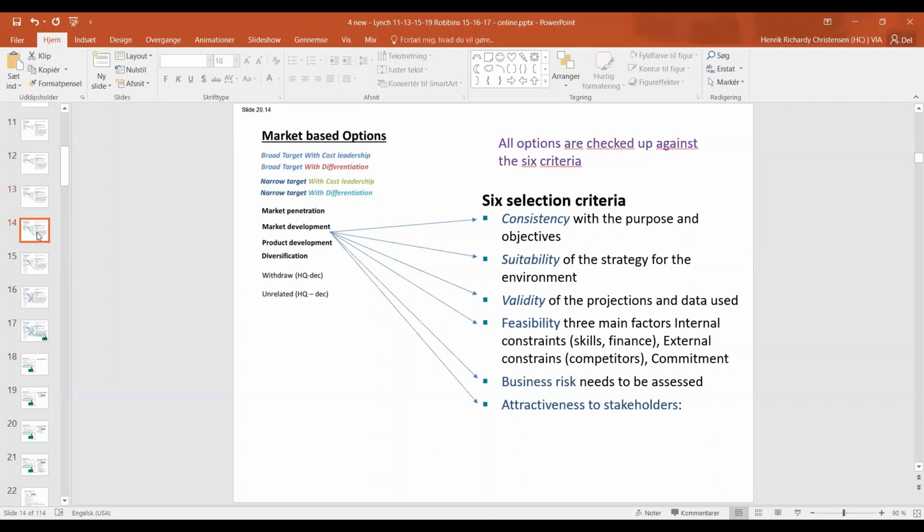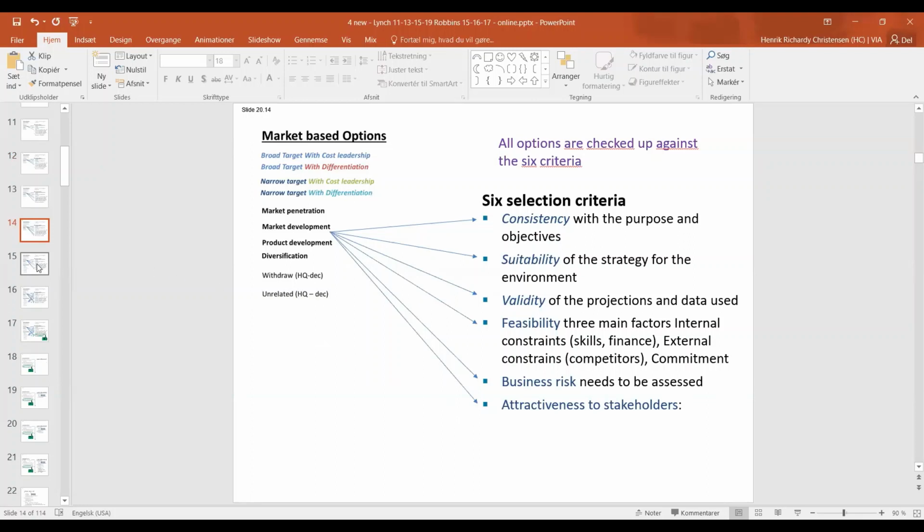And the last of the 6 criteria would be attractiveness. So is this market development option attractive to our stakeholders? Could be investors, shareholders, etc. Do they find it a good option for us to pursue? There might be situations where certain powerful stakeholders think, this is not the best option. Then we should probably try to make sure that we follow options and choose options that powerful stakeholders find best.